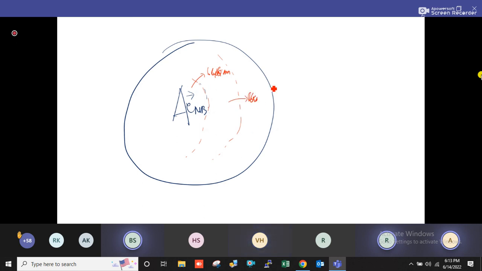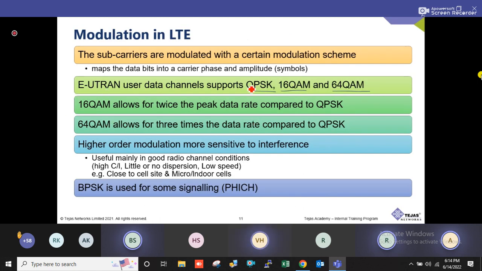And let's say at the cell edge, where the RF conditions are poor, we typically go with QPSK. So that's why the actual modulation scheme will not always be constant. Because of this, our data rate keeps on varying. There is a variation in our data rate. Even though the bandwidth remains the same, the data rate purely depends on what modulation scheme you are in. Is it clear?